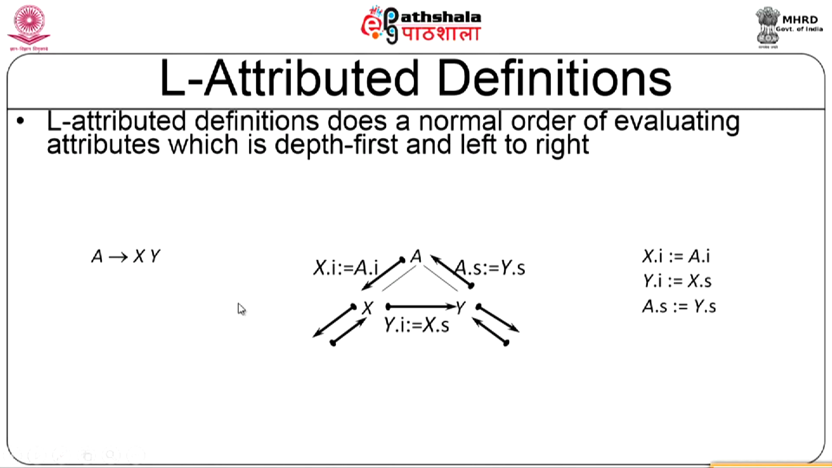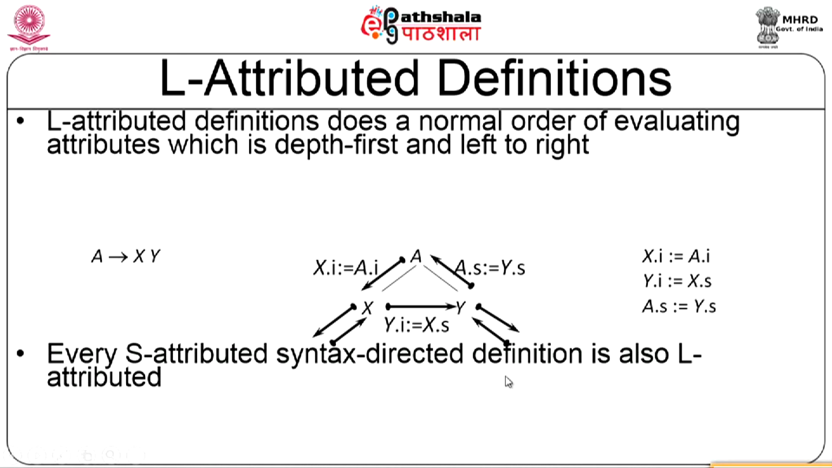The L attributed definitions use a normal order of evaluating attributes, which is again a depth first search, and it is assigned from left to right, okay. So from left to right you have to assign, and you do a depth first search. And every S attributed syntax directed definition is also L attributed. So when we know that YACC supports S attributed definitions, it is also going to be L attributed, because we have just seen that the YACC parser will support only S attributed definitions, and S attributed definitions are also evaluated by doing a depth first traversal.